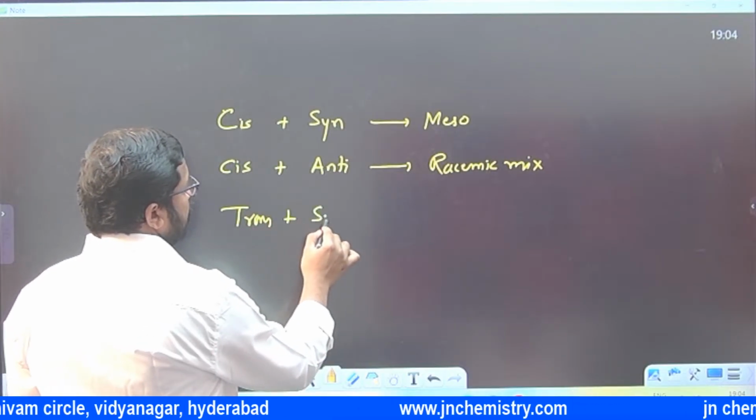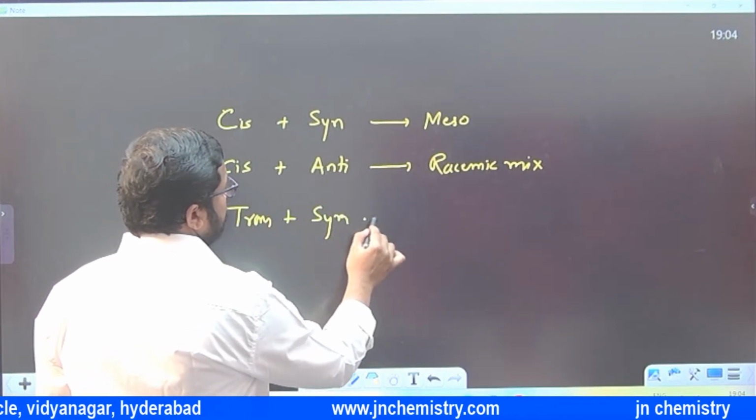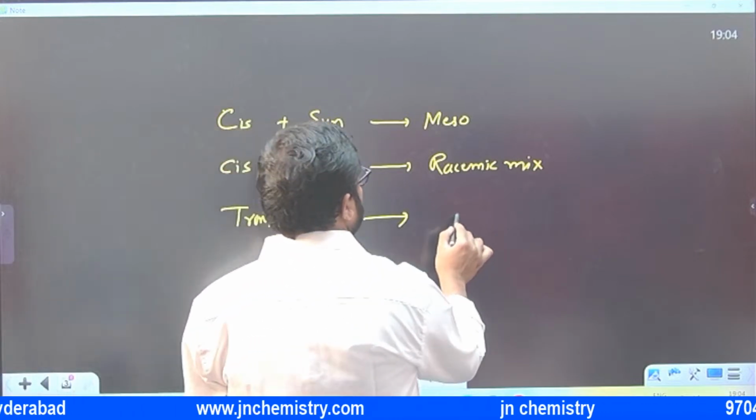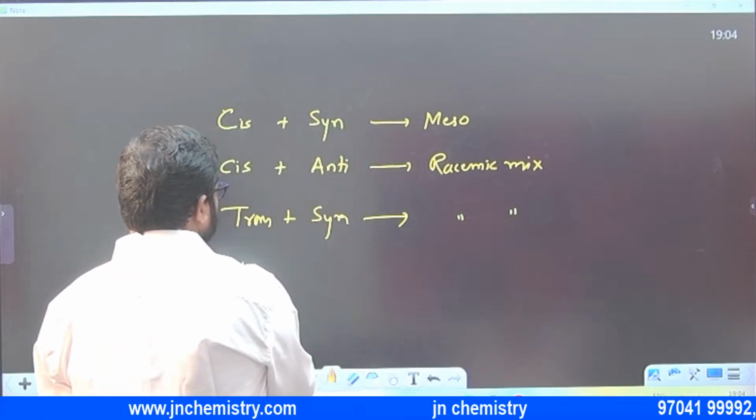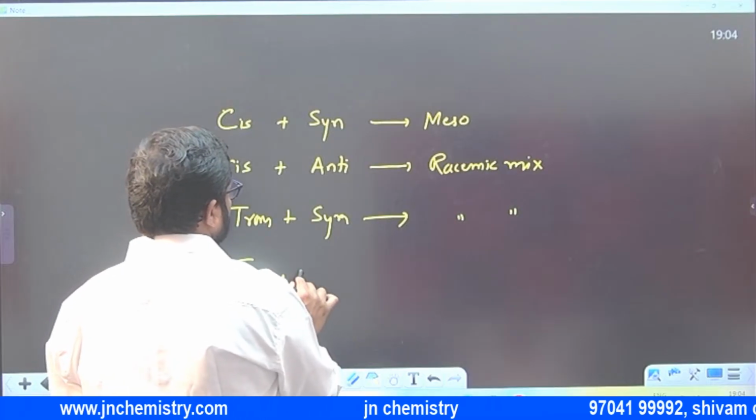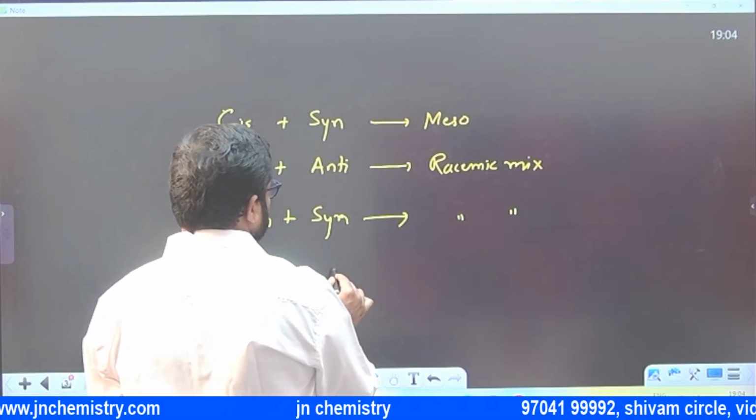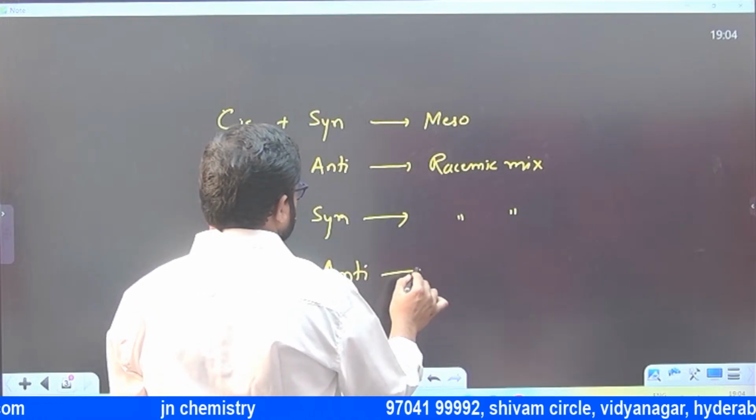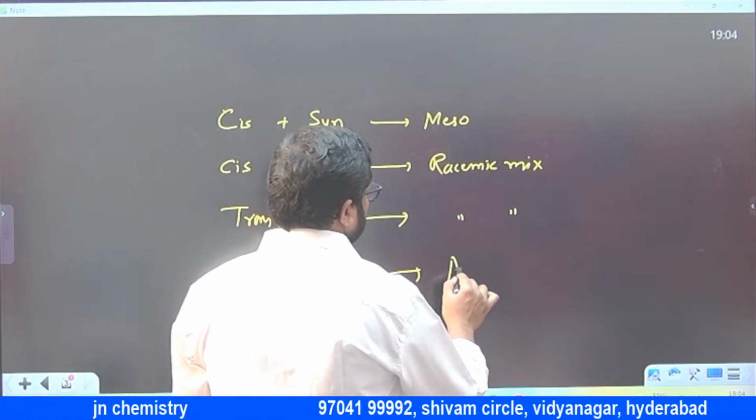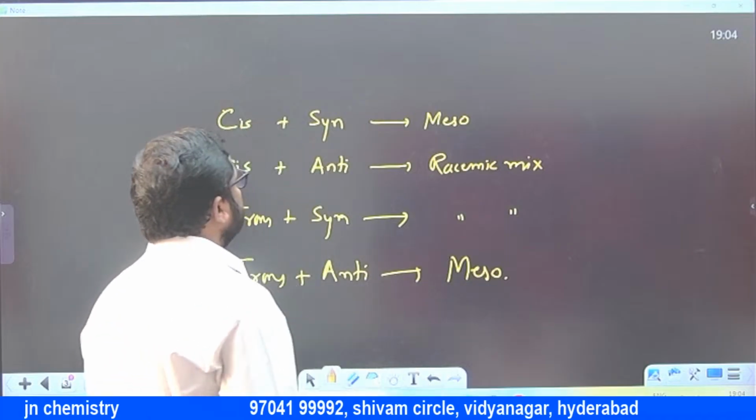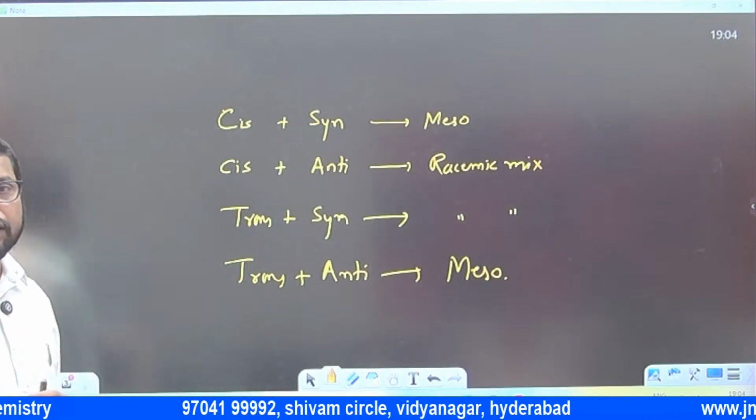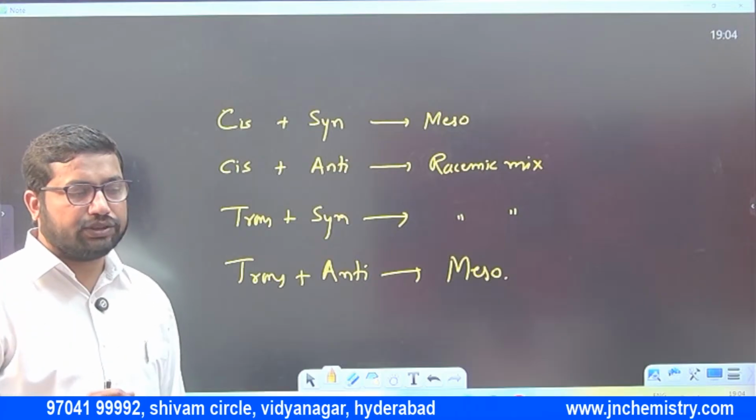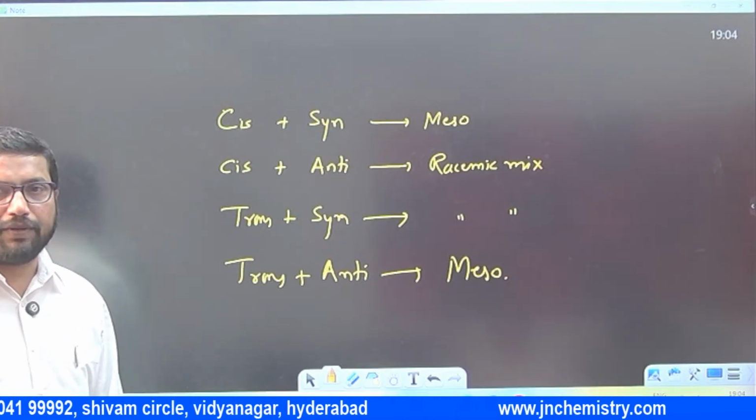Then trans plus syn addition gives TSR, racemic mixture. Trans plus anti-addition gives meso. Write it down, write these 4. Based on that, we can say syn addition and anti-addition. Come on, write it down.